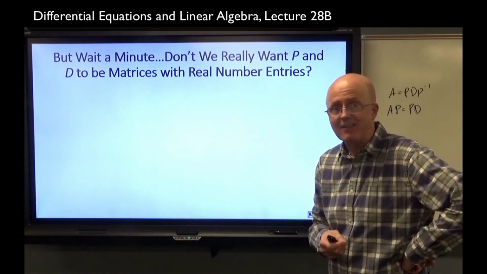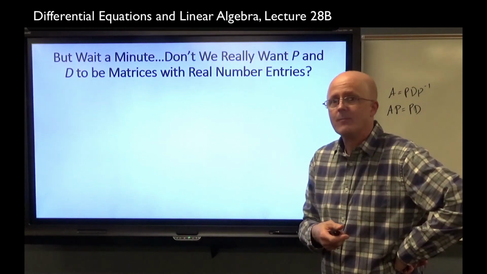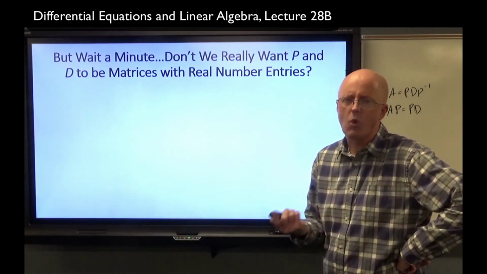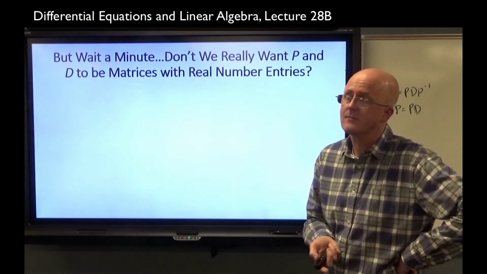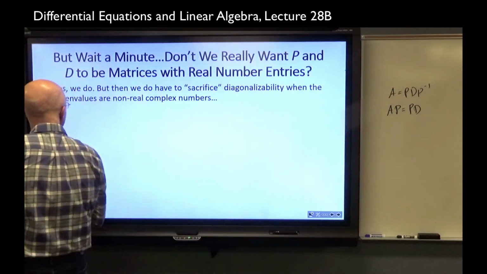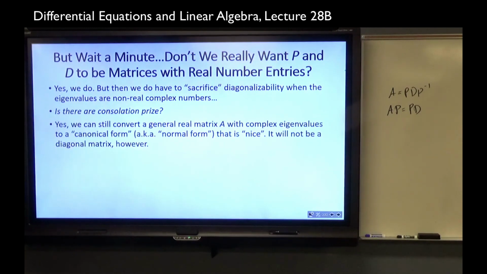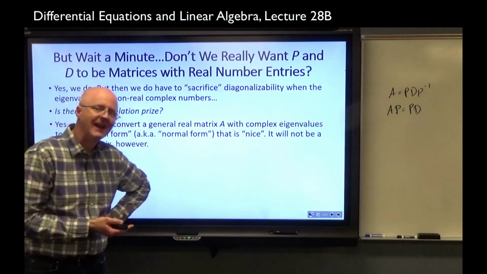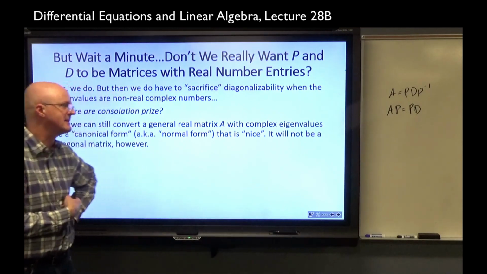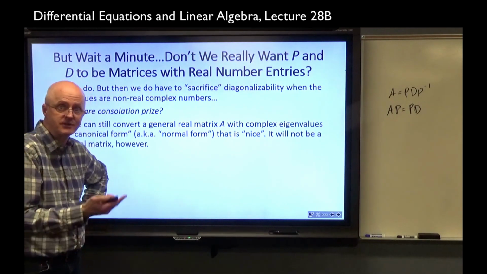We're not going to try to diagonalize it, but we're going to try to get it into its canonical form, normal form, best form. We can sacrifice diagonalizability, but is there a consolation prize? The answer is yes. We can still convert a general real matrix A with complex eigenvalues to a form that is nice. The downside is it won't be diagonal. So it is a little harder case to consider, as, for example, in figuring out the matrix exponential is hard.